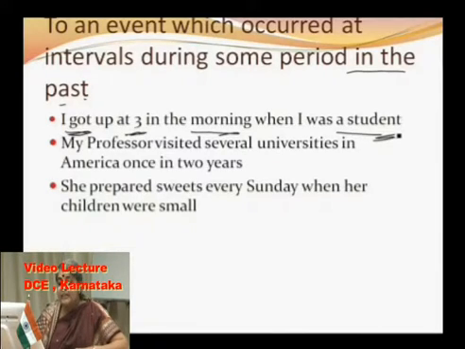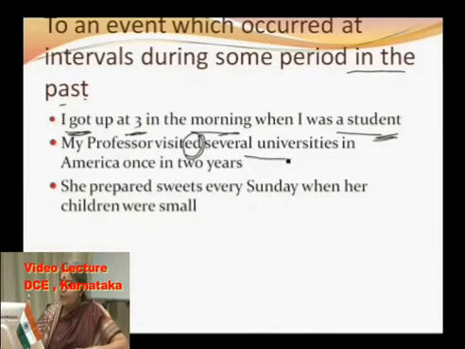Let us see the second example. My professor visited several universities in America once in 2 years. Which is a verb? Visited. How do you say it is a verb? It is followed by a suffix ed. Now what did the professor do?